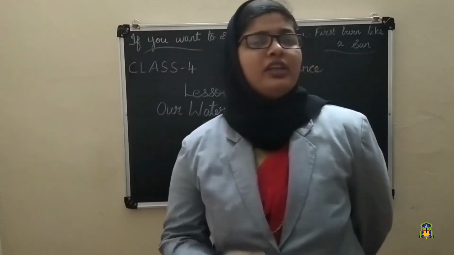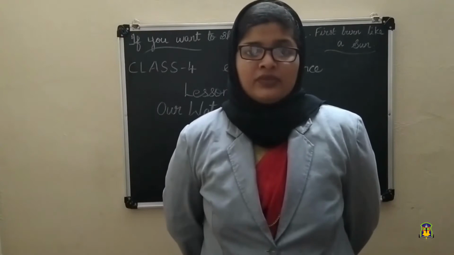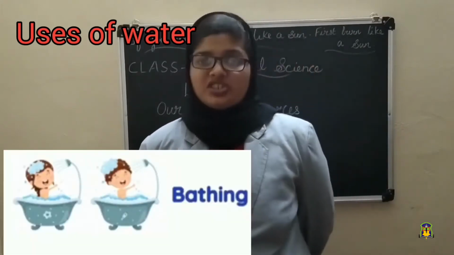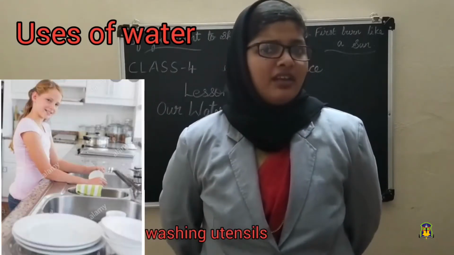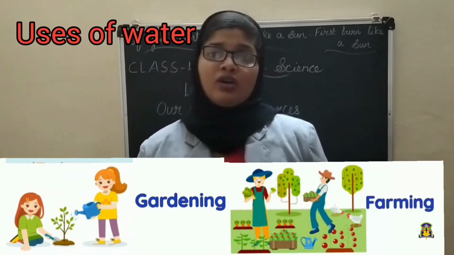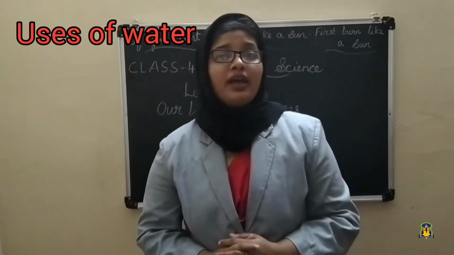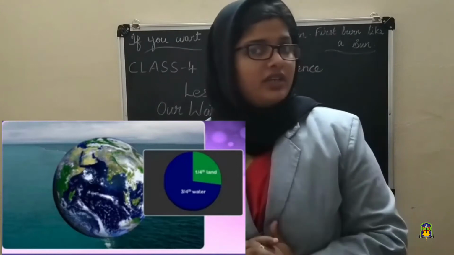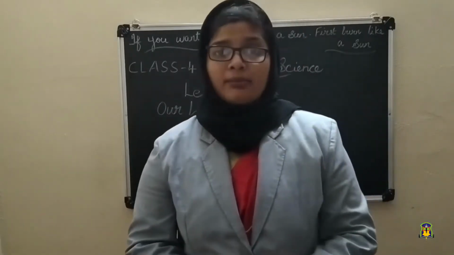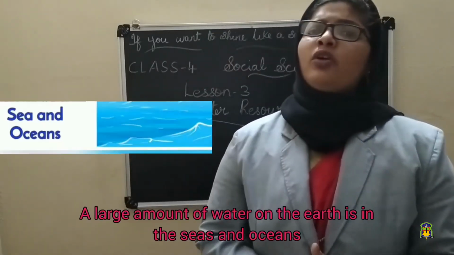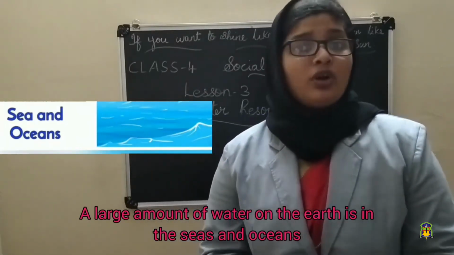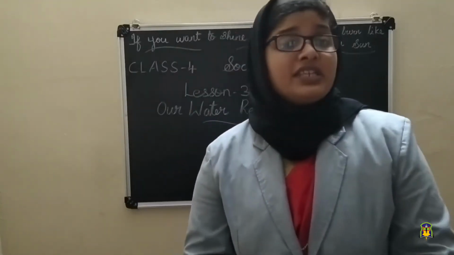Then all of you say, what are the uses of water? Yes, water is used for drinking, bathing, washing clothes, washing utensils, watering plants. Farmers need water to grow crops. A large portion of the earth is covered by water rather than by land, which we already studied. A large amount of water on the earth is in the seas and oceans.